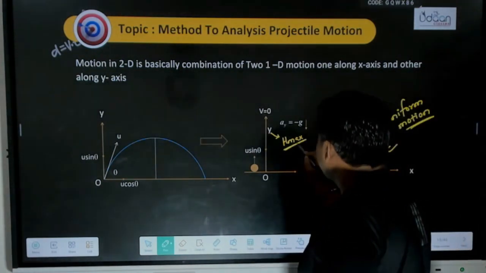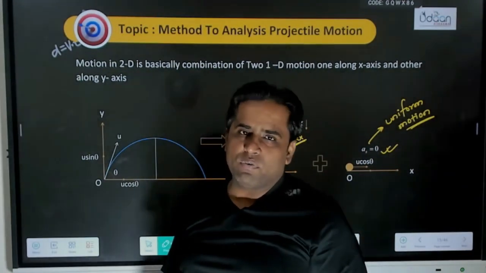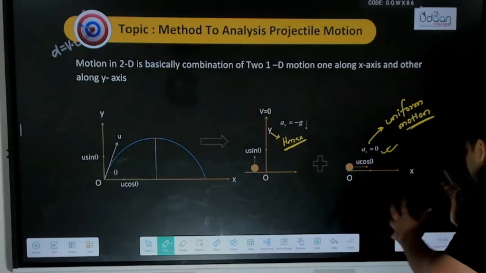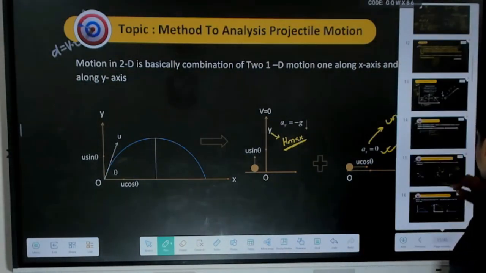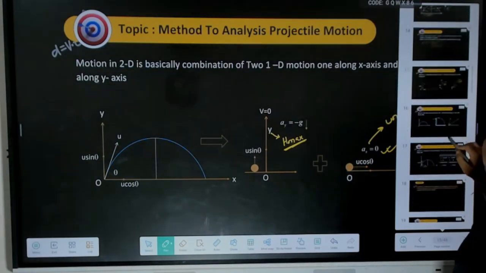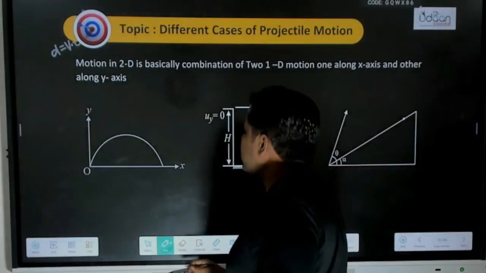So students, what is the case? Here it will give you the maximum height, and there you are going to find out the uniform motion. So combining these two concepts, we are going to get into the next slide. So just leave it. Here we are finding the different cases of projectile motion.